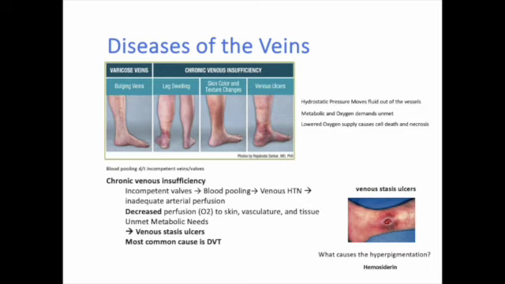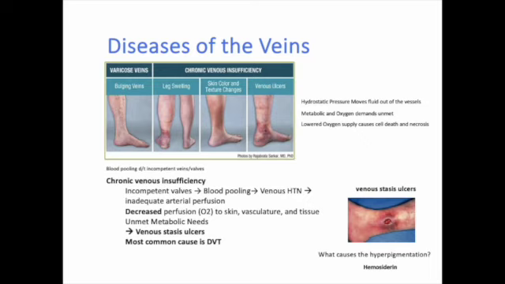So you have incompetent valves, blood pooling. It can also cause these red blood cells to break down and release iron, and this is what gives it that reddish brown or rust colored discoloration that you will see in patients with venous stasis ulcers. This color is referred to as the hemosiderin staining.